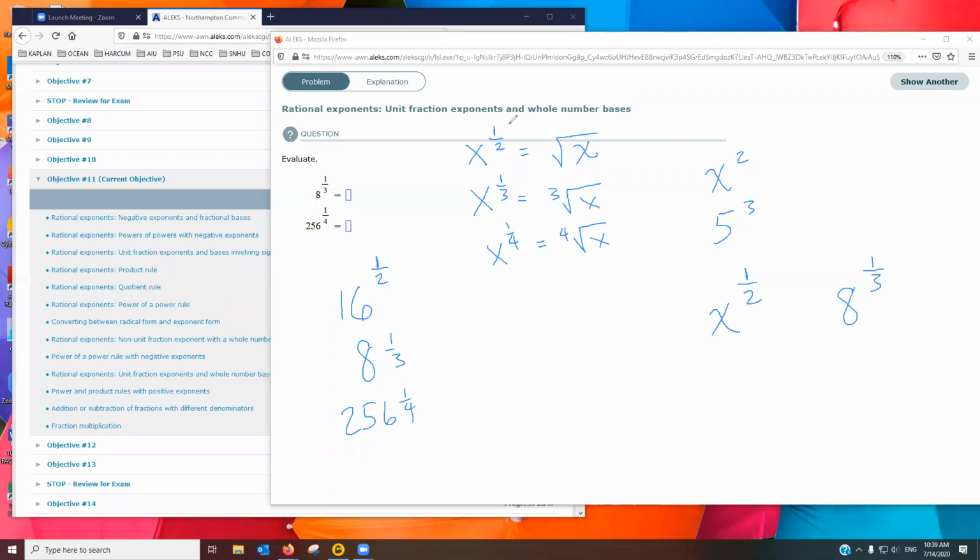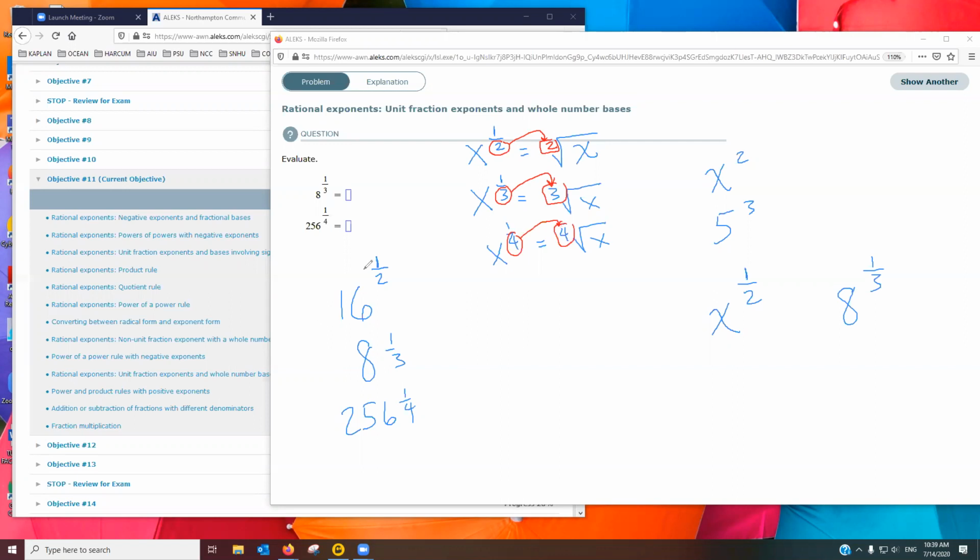Here's really what's happening: this denominator is moving out in front of the exponent to become the root. So in a square root, I can actually put a 2 out in front. When the denominator is 3, I can put a 3 out in front as the root. When the denominator is 4, I can put a 4 out in front as the root.